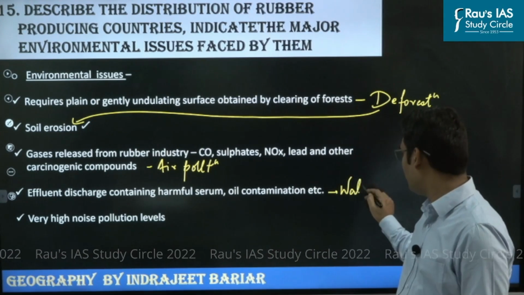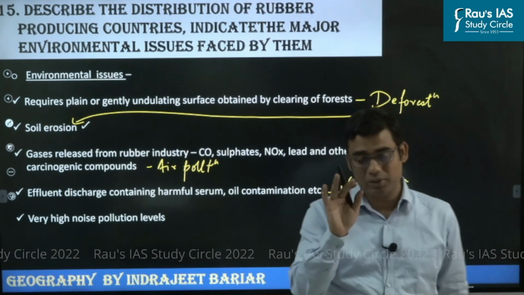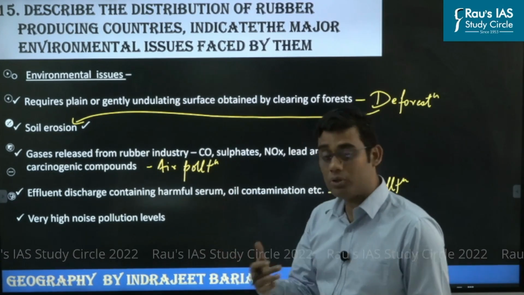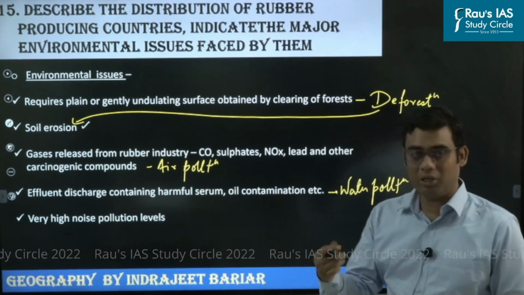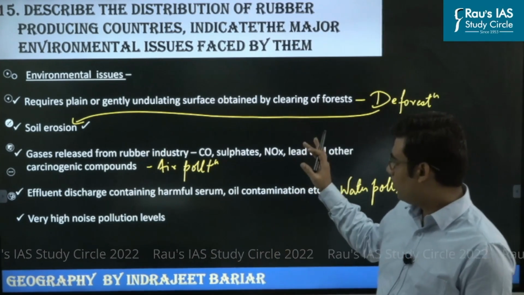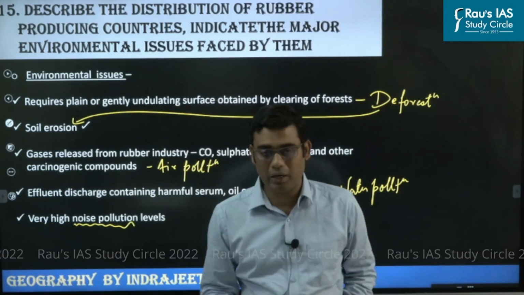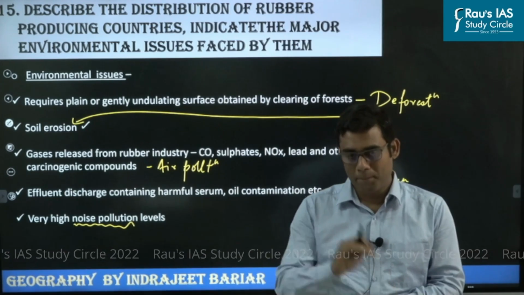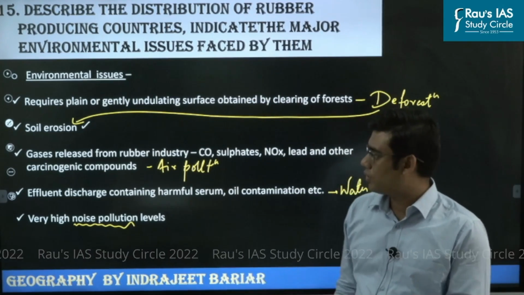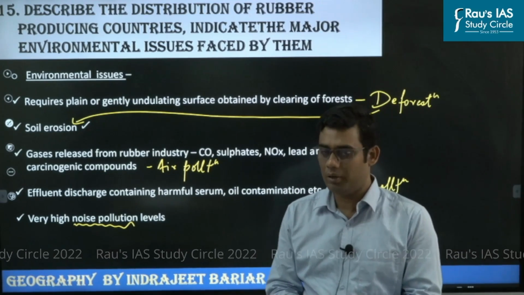Then we have the problem of water pollution, in which the effluent discharge from rubber production comprises very harmful serums, and oil contamination remains in it. Along with that, the rubber production process is associated with very high levels of noise pollution. So we have three aspects related to pollution, and one related to deforestation and the resultant soil erosion. Straightforward environmental impacts.